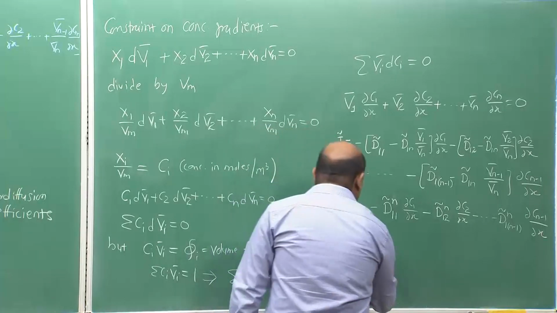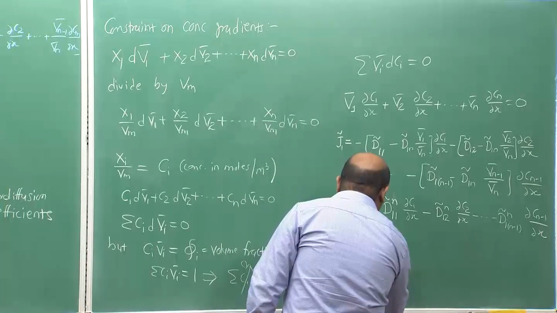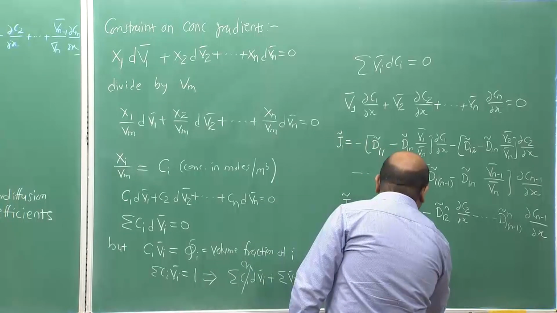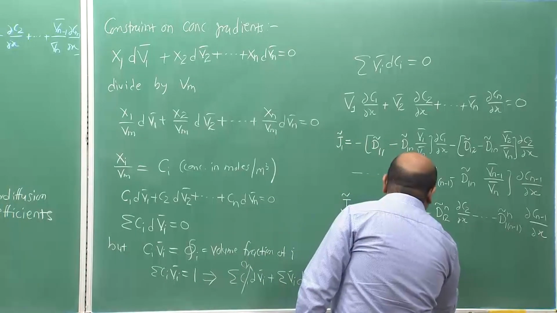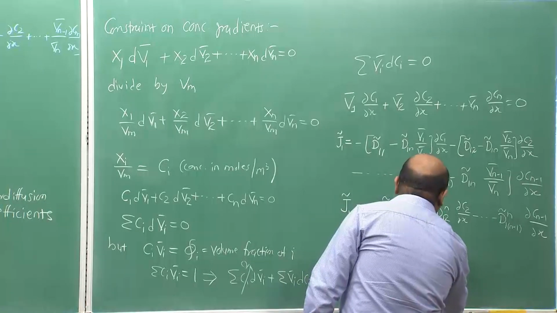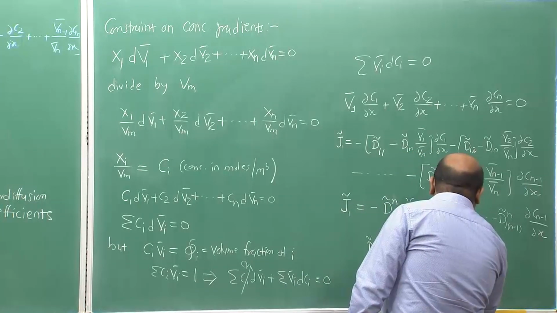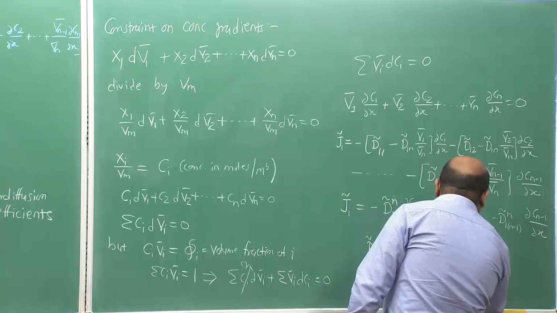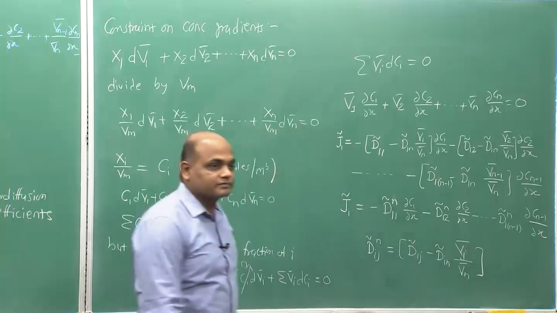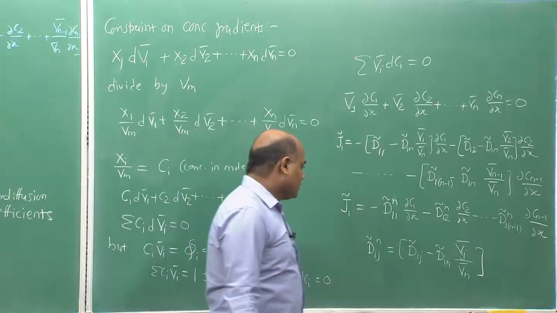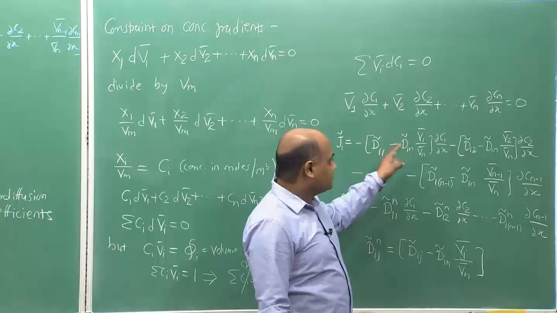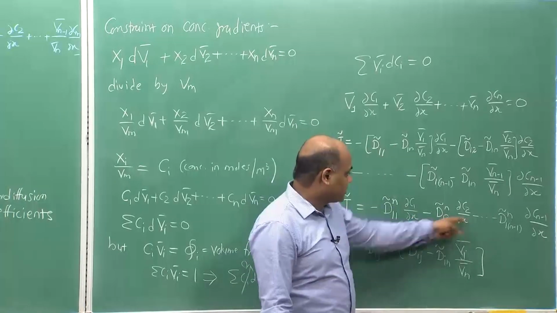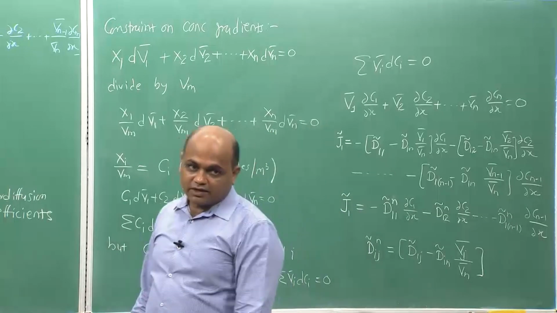So, in general we can write ∂J_i tilde n equal to D_ij tilde minus D_in tilde times V_j bar over V_n bar, which means not all of these n coefficients are independent, but we have only n minus 1 independent coefficients for a given flux term.